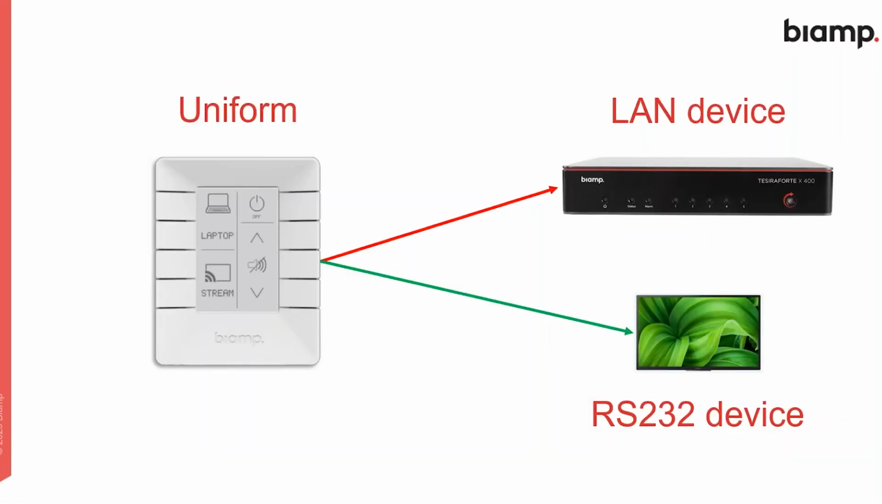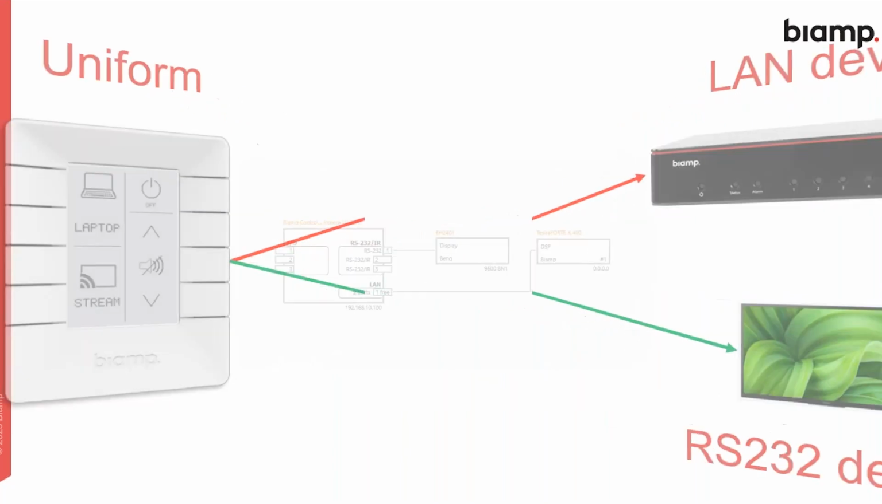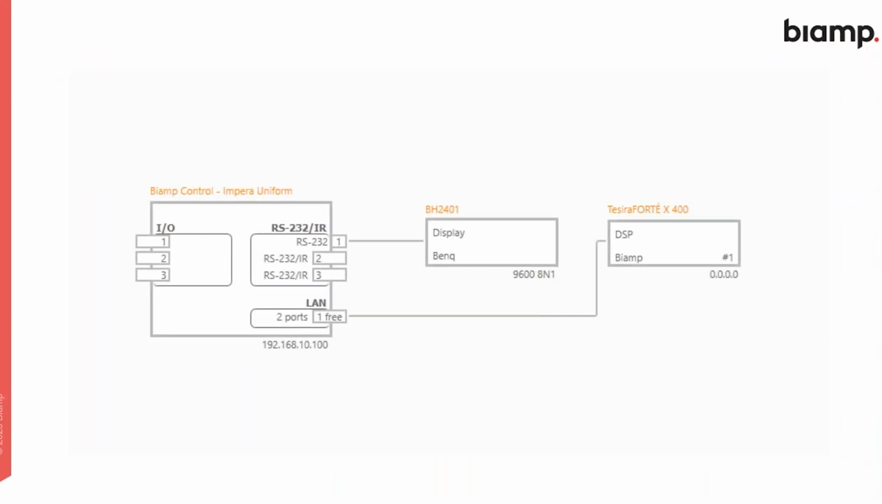Next step up is a Uniform, exactly the same way. And of course, I've only used these devices as examples. The Uniform, as we said, can have 2 LAN devices and multiple RS-232 devices, but I've just kept it simple with one of each here to get the point across to you. But a Uniform, again, can be configured with the user interface that you need using those 8 buttons, and then controlling the devices. And this is how it appears in Project Designer. So a Uniform controlling a display and a Forte X.